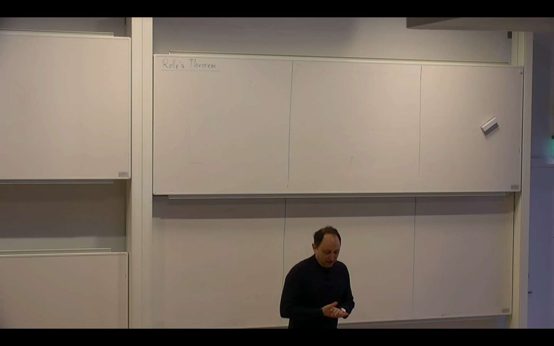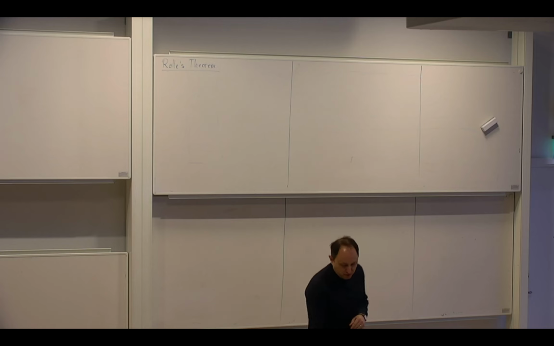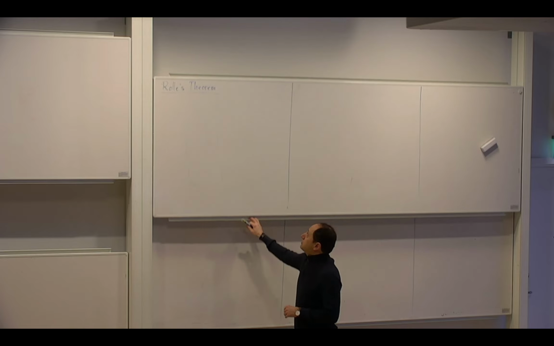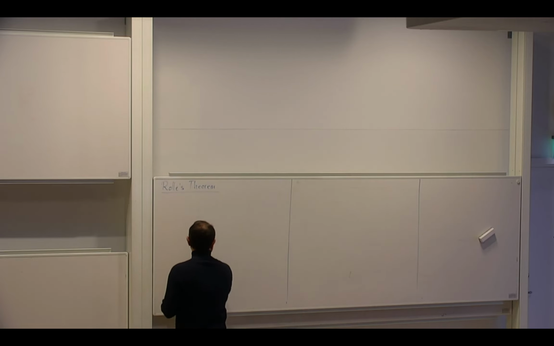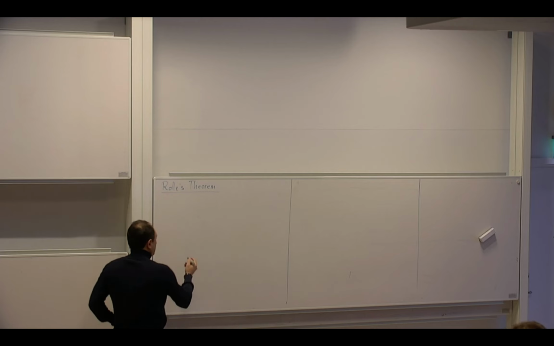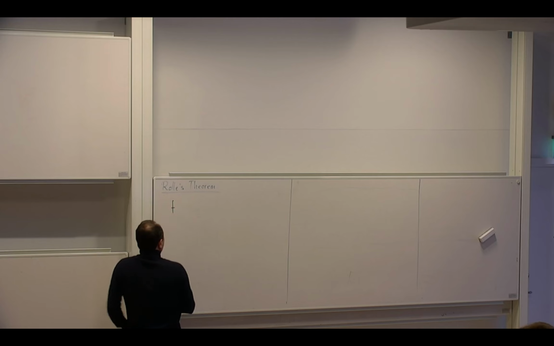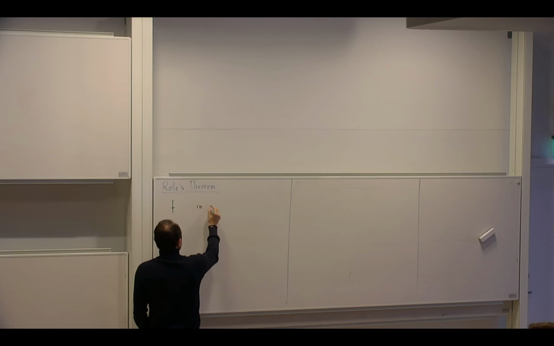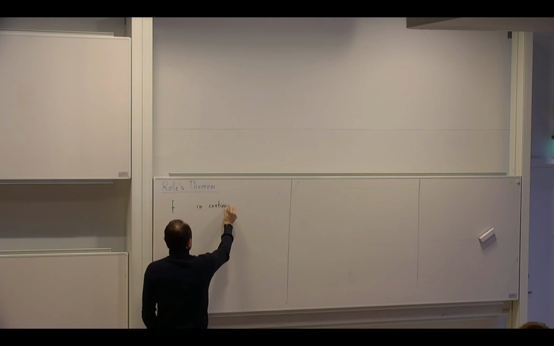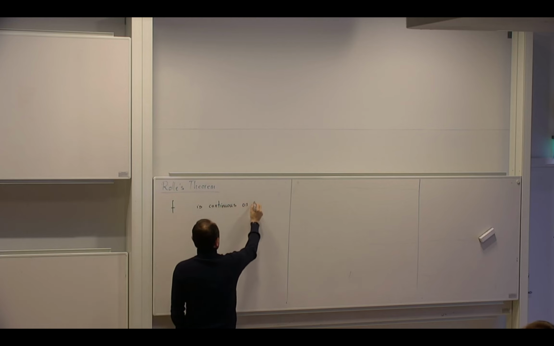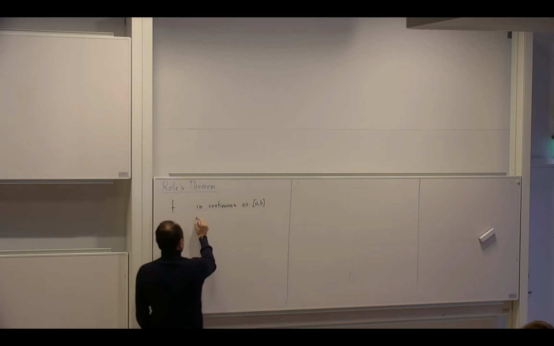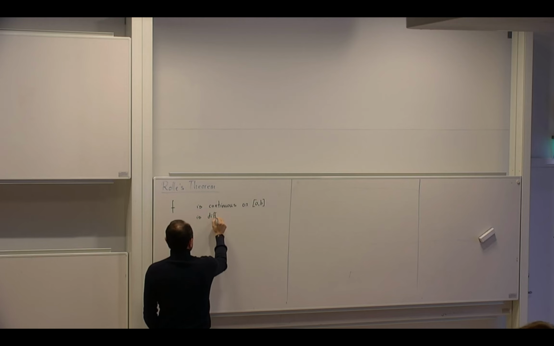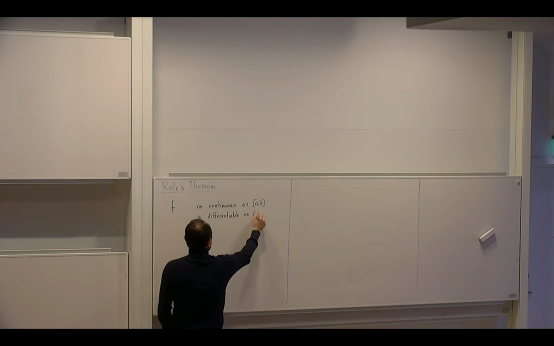Okay. The first thing we want to talk about today is Rolle's theorem. Rolle was a mathematician, so we want to know what he is saying. The idea is simple. If you have a function f, which is continuous on the closed interval [a, b], but is differentiable on the open interval (a, b).